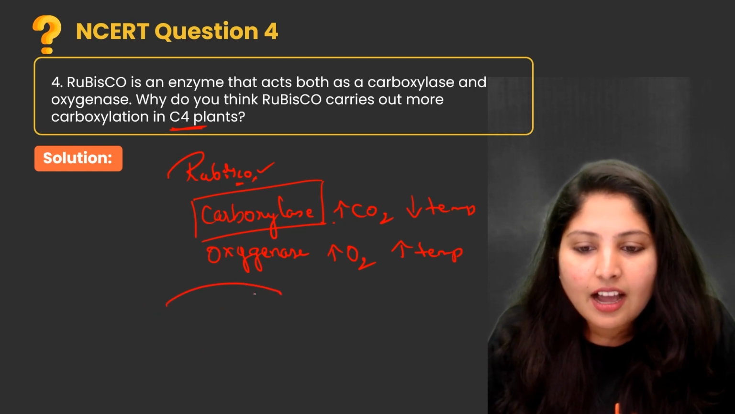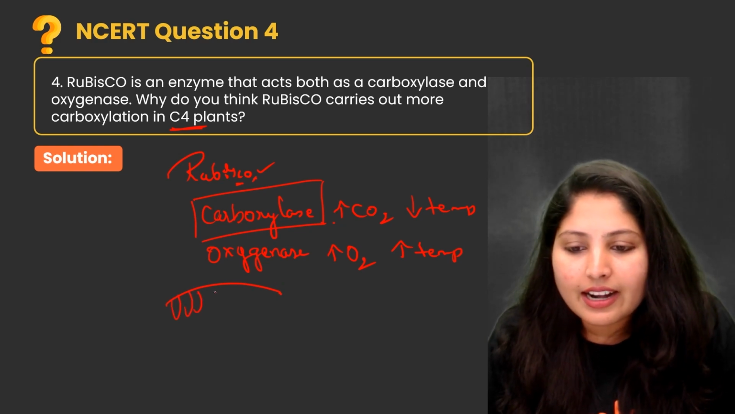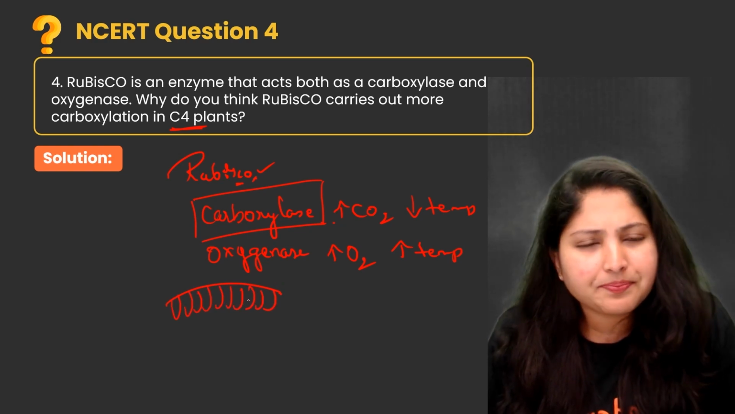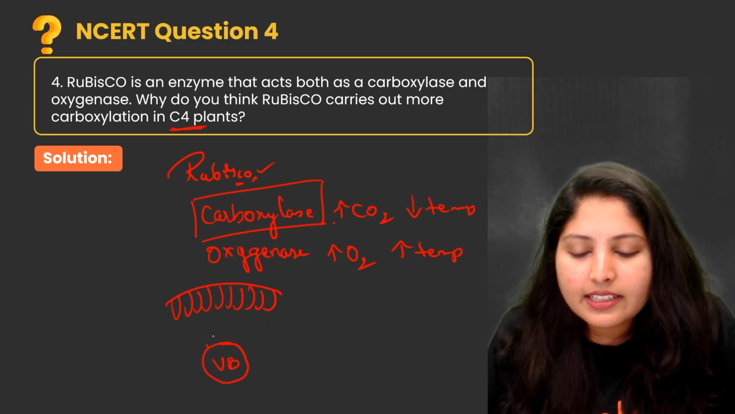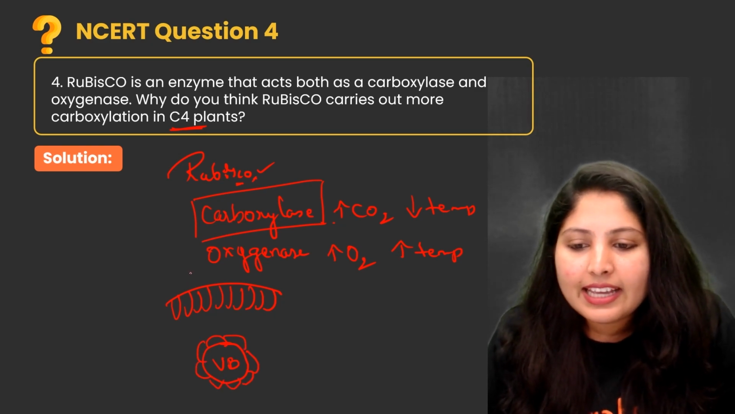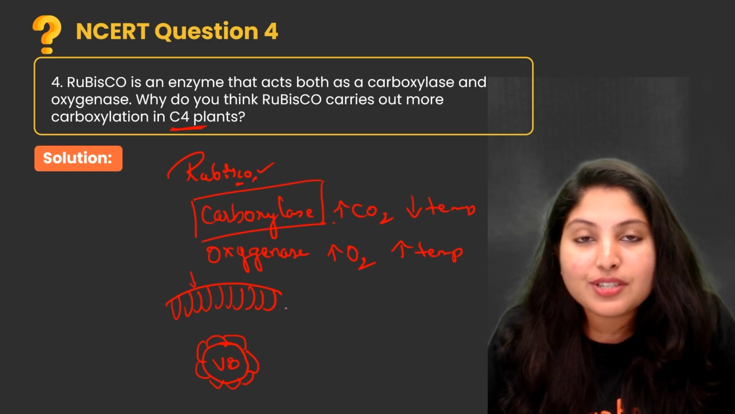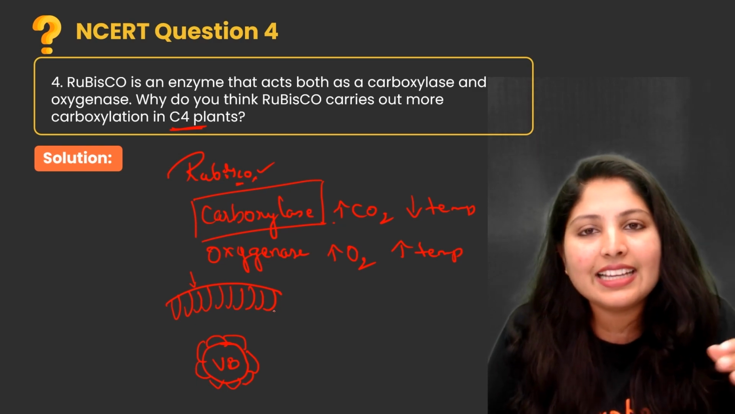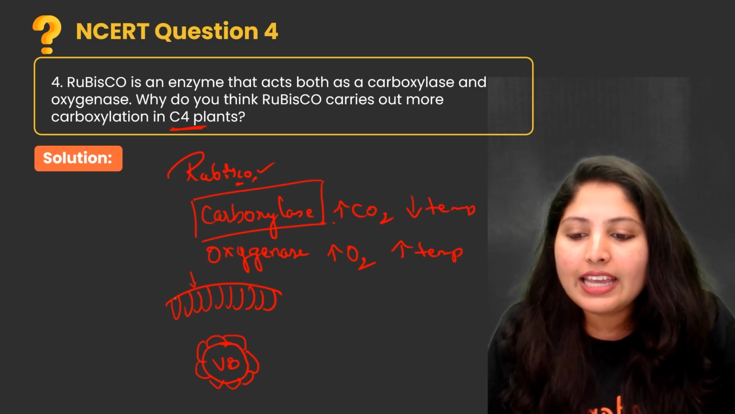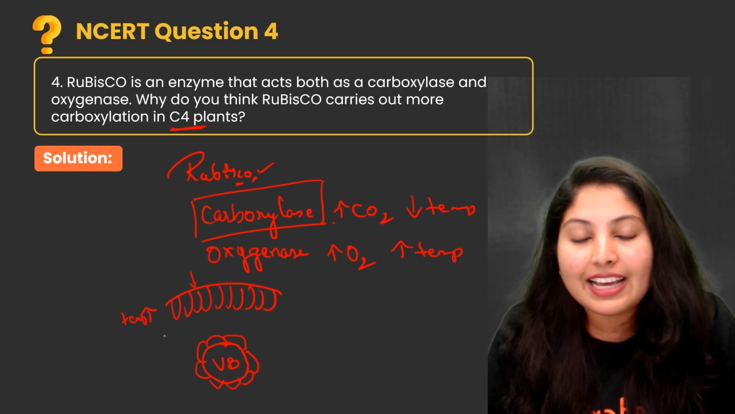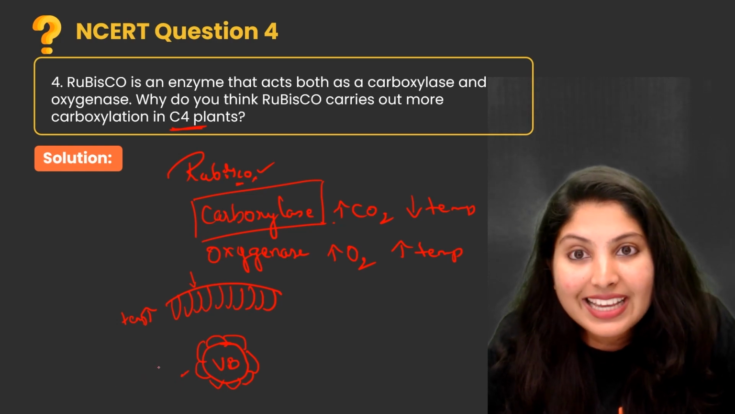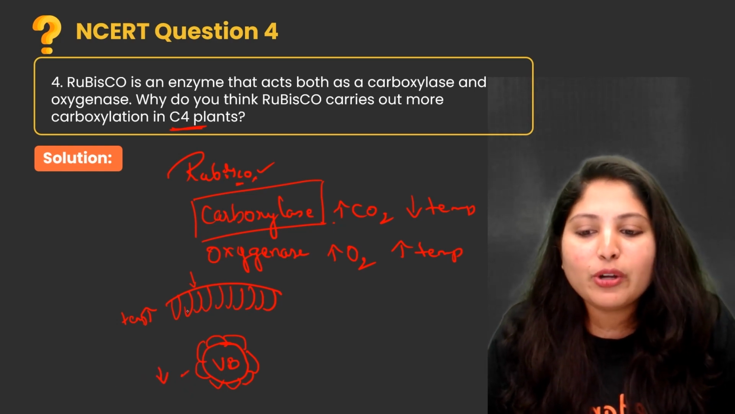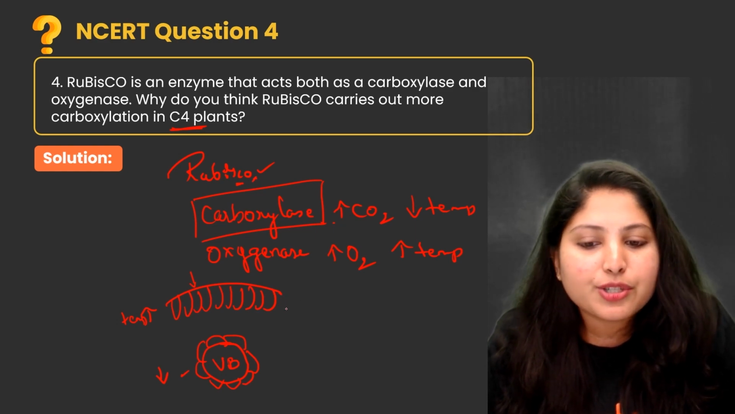See, this is the outermost epidermis, the upper epidermis. Below it we can find the mesophyll, and here is the vascular bundle, and here we can find the bundle sheath. The mesophyll tissue has a higher temperature because it is directly exposed to sunlight. But when we go inside, the temperature is lower, right? One more thing: in mesophyll tissue there is no Rubisco.